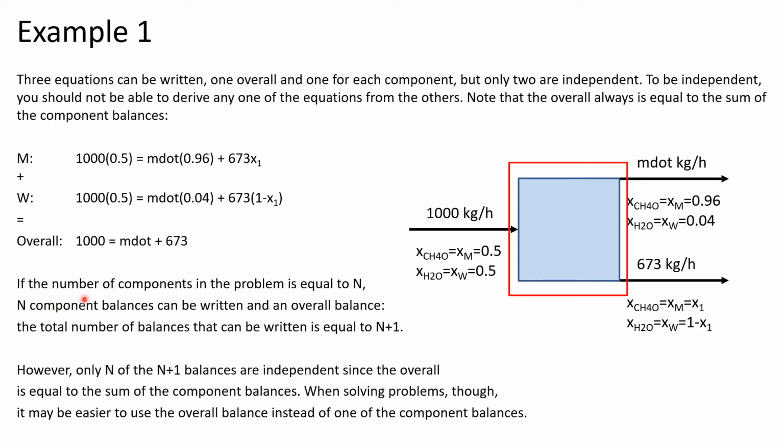So the number of components in the problem is equal to n. We can write n component balances and an overall balance. So the total number of balances that we can write is n plus 1. However, only n of those n plus 1 balances are independent, because as we've just seen, the overall balance is equal to the sum of the component balances. So why do we write one extra equation? Well, when solving problems, it may be easier to use the overall balance instead of one of the component balances. And we're going to see an example of that.